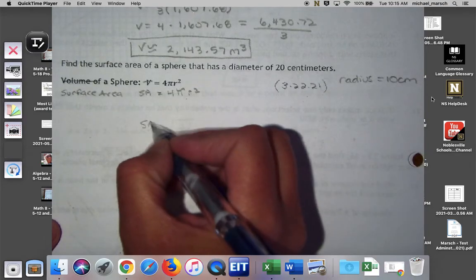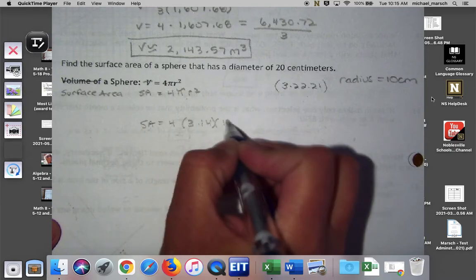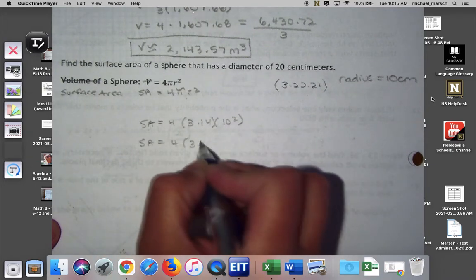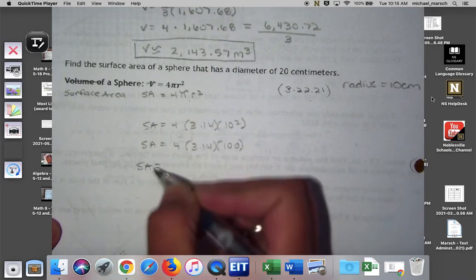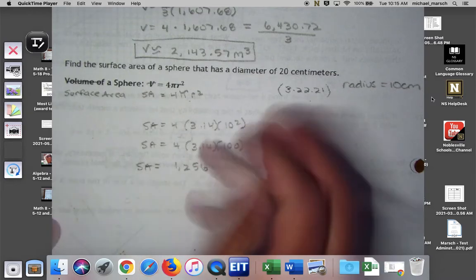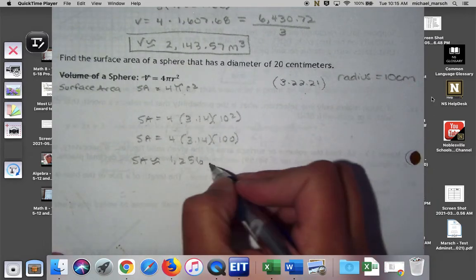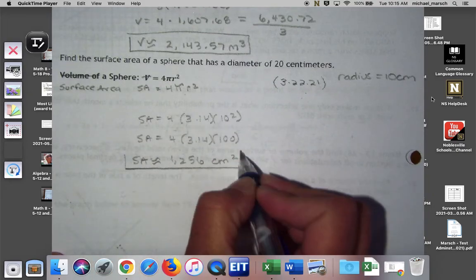So surface area equals 4 times 3.14 times 10 squared. Surface area equals 4 times 3.14 times 100. Surface area will be 1,256. Will be about, because we used 3.14, 1,256 centimeters squared. Because remember, area is squared.